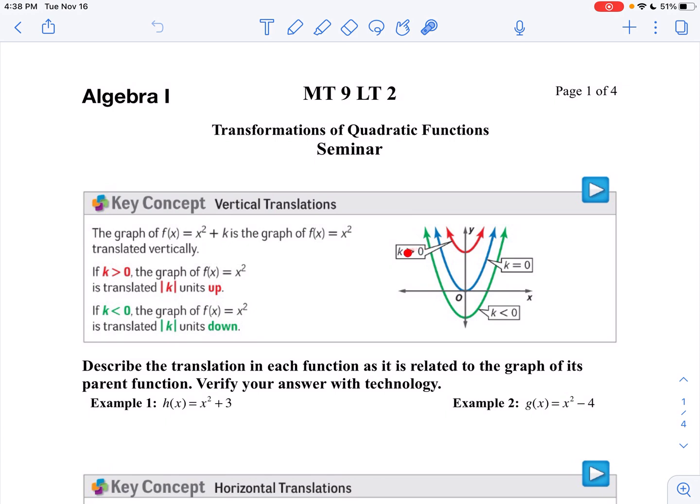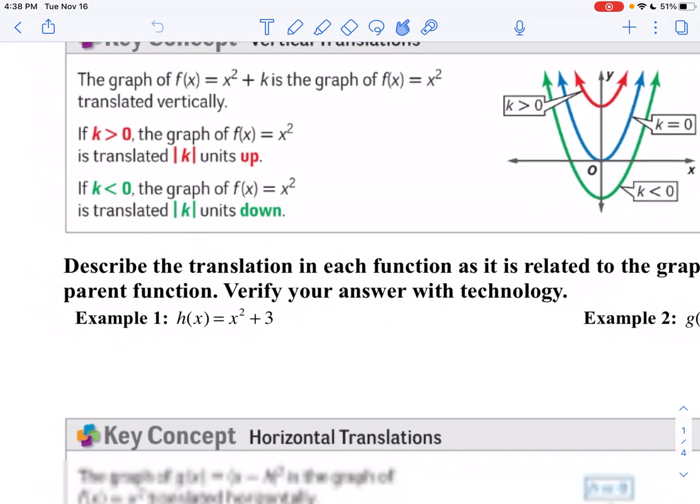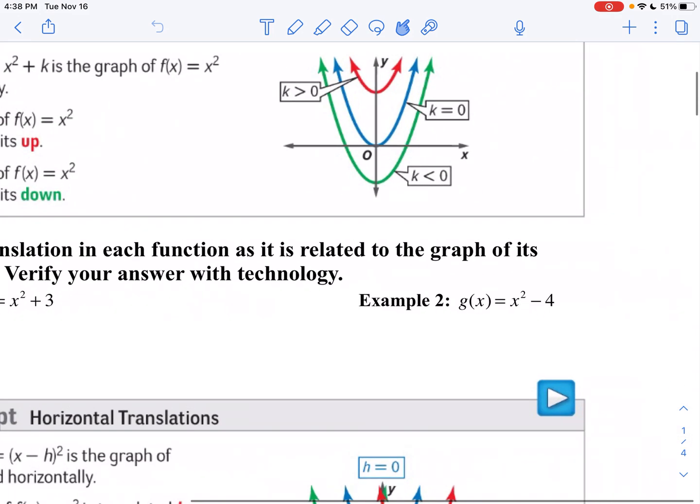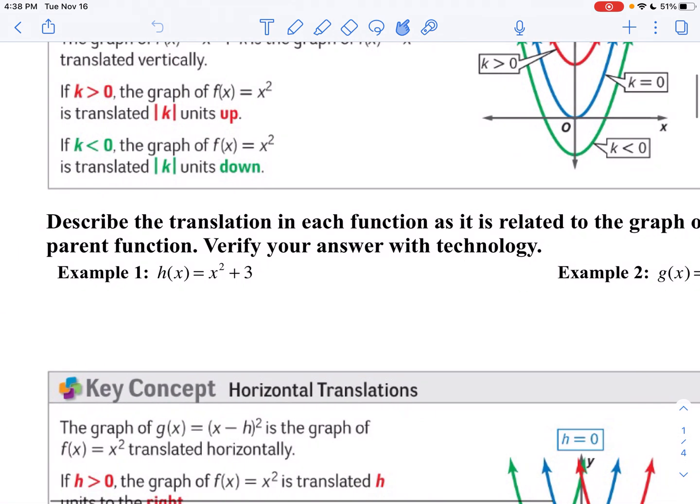here. If I add something to my function, I add something to f of x, I'm going to move my graph up that many units. If that something I add is negative, I'm going to move it down that many units. That's it. So if we take a look at example 1 here, I want to describe the translation in each function as it's related to the graph of its parent function. Then I want to verify it with technology.